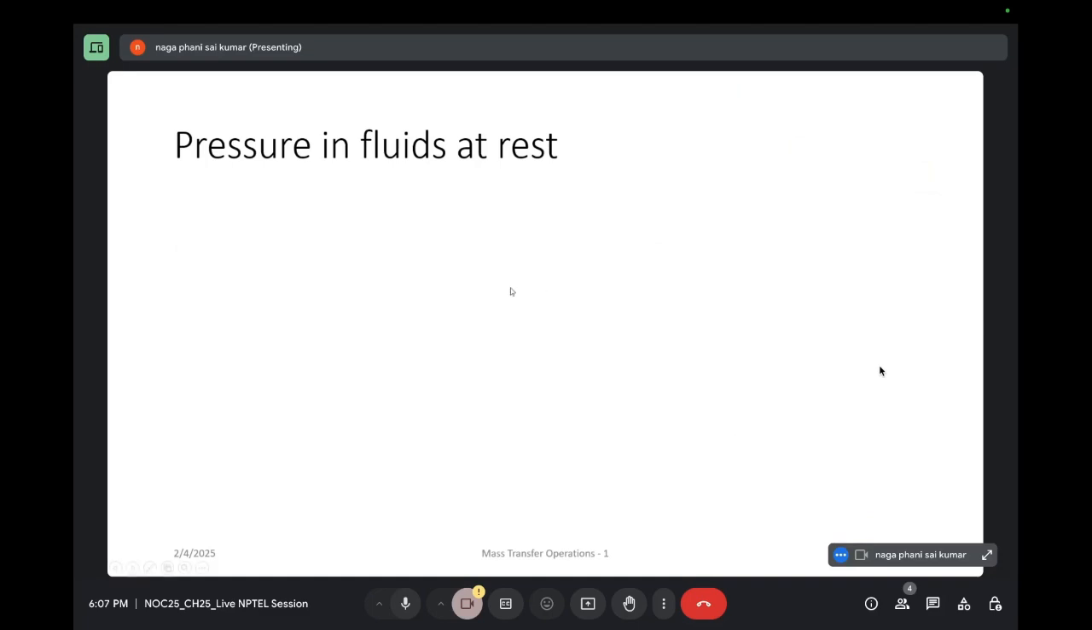But before that, basically a fluid which is at rest can experience two kinds of pressure, that is uniform pressure and non-uniform pressure.